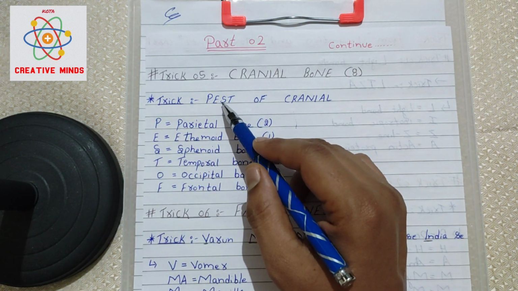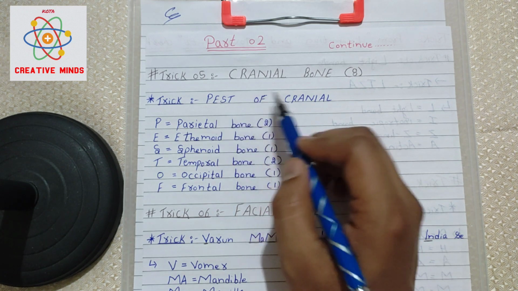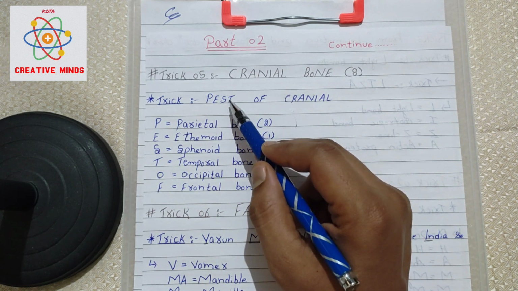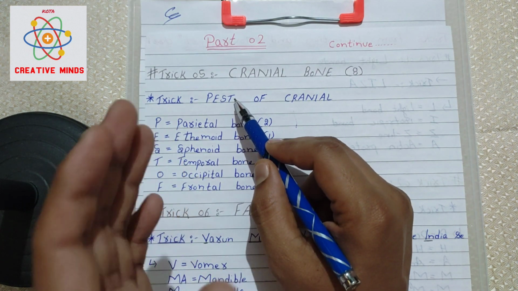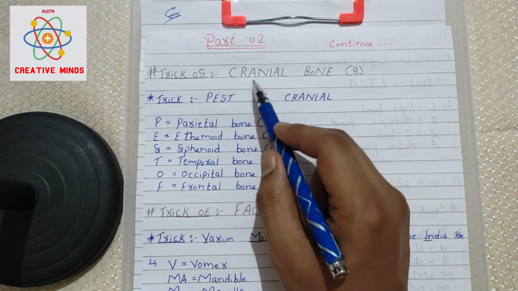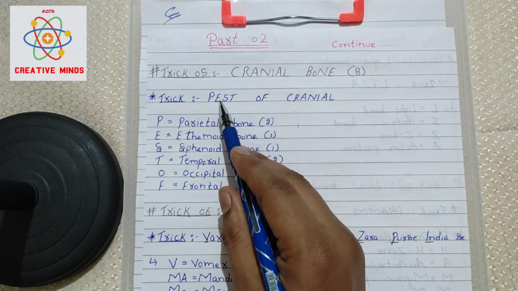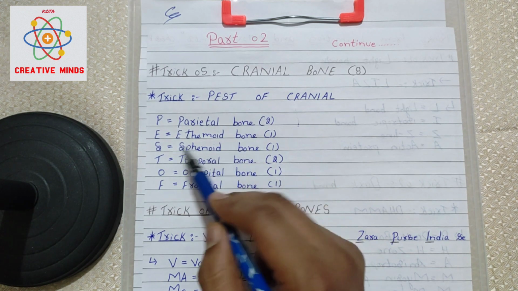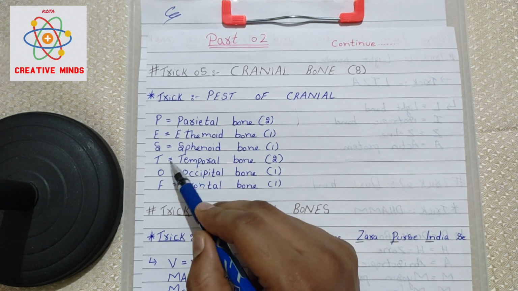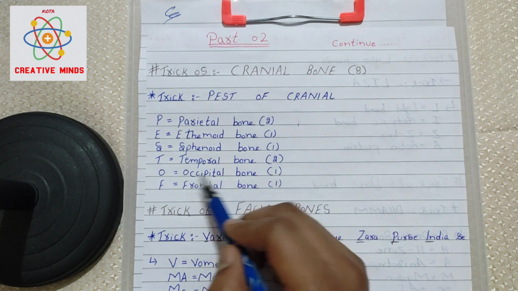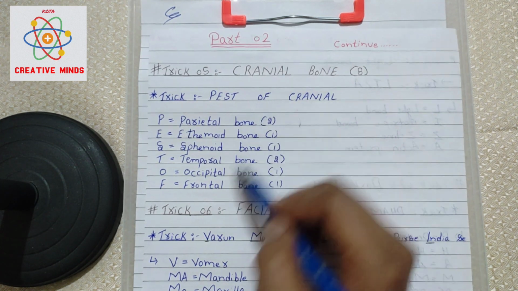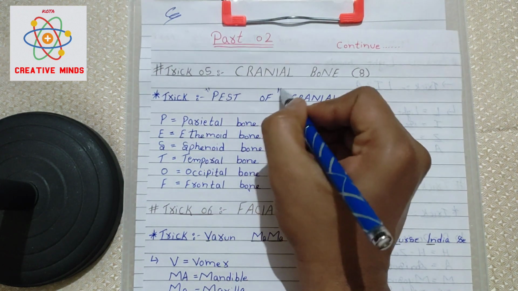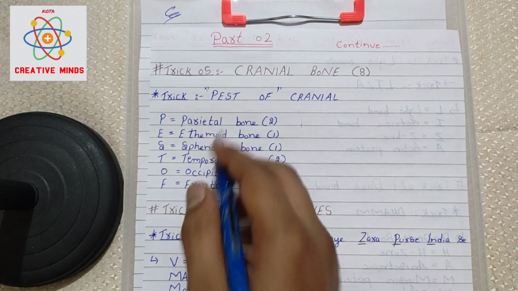Now what we have to do here is pest of cranial. Just imagine a scene where a cranial has some pests. If you remember this scene, you can easily remember the cranial bones. Now pest: P is parietal bone, E ethmoid bone, S sphenoid bone, T temporal bone, O occipital bone, F frontal bone. Am I right? So just focus on these two words, pest of cranial.